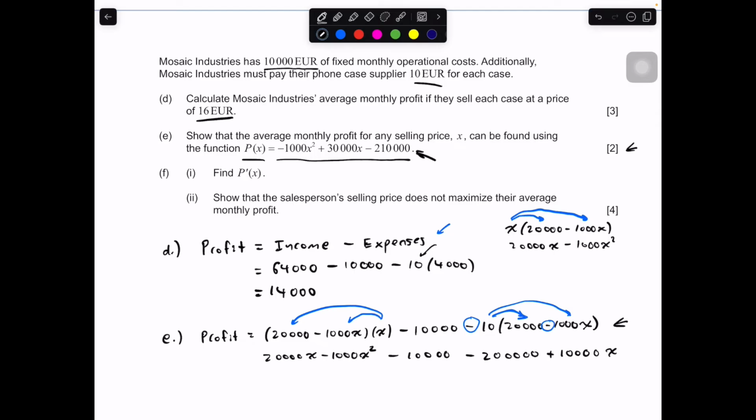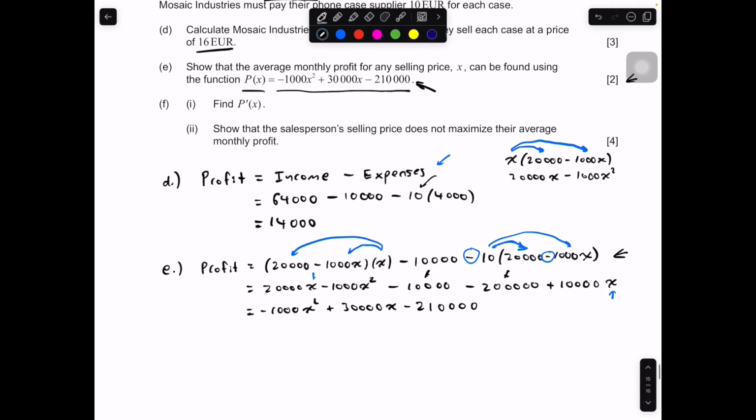Okay, so let's go ahead and get our x squareds. This is negative 1,000x squared. Then the plain x's: there's an x, there's an x. We're going to have 20,000 plus 10,000, or 30,000x. And then we have negative 200,000 minus another 10,000, which would be subtracting a whole $210,000. And there it is. Okay.